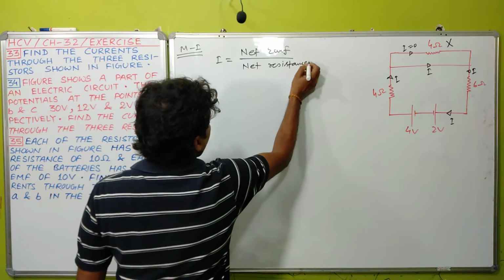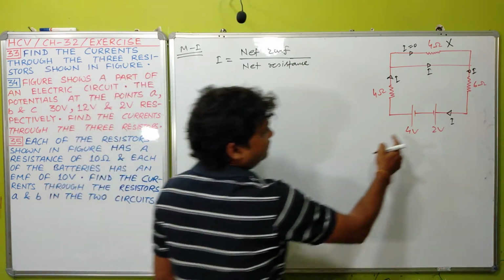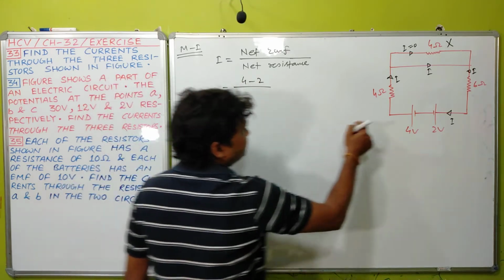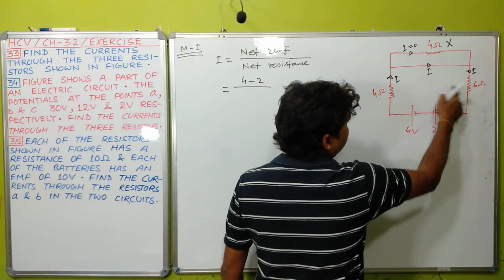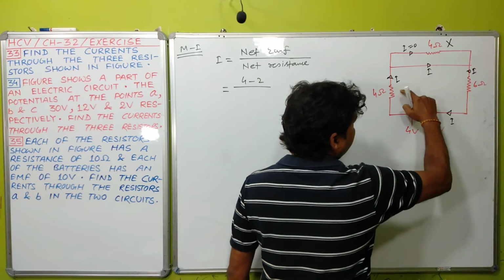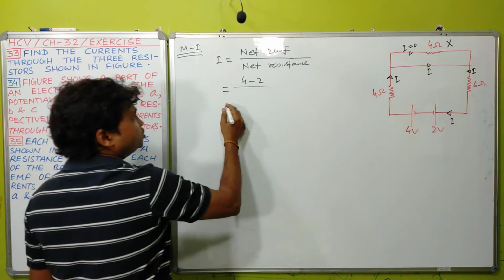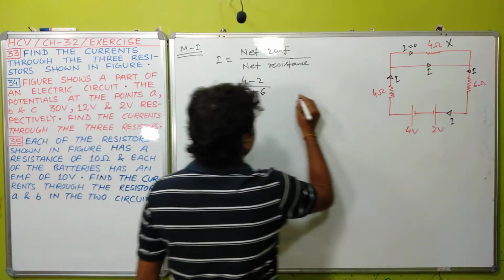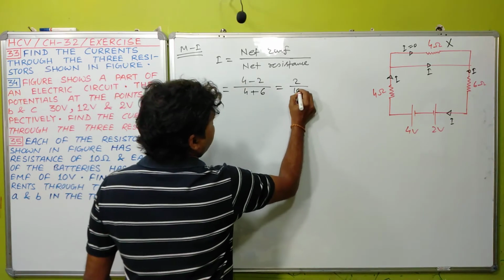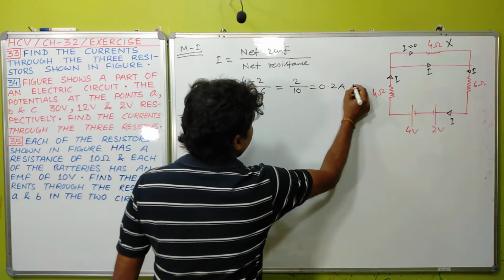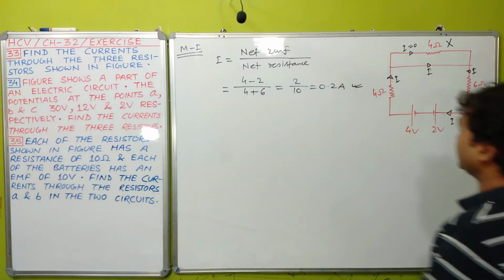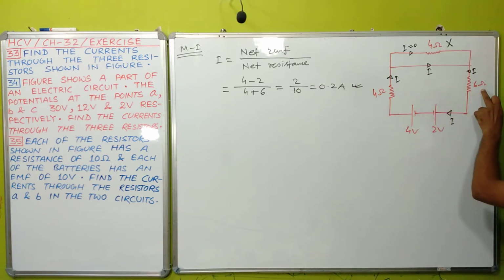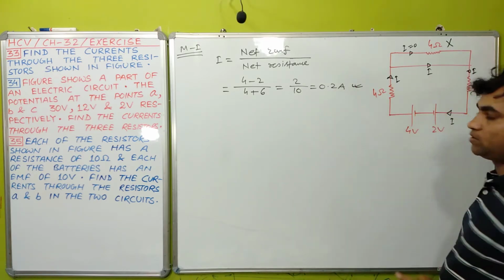Here the net EMF will be 4 minus 2 volt, divided by the net resistance. Clearly these two resistances are in series, because the same current is flowing through both, so the equivalent resistance will be 4 plus 6 ohm. From here, 2 by 10 becomes 0.2 ampere, which is your answer. The current through the 4 ohm resistor as well as the 6 ohm resistor is 0.2 ampere.